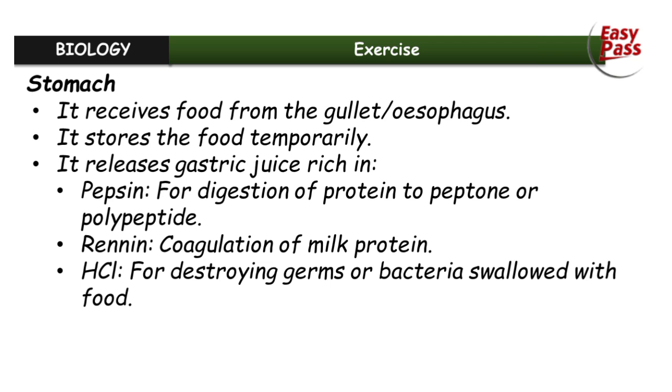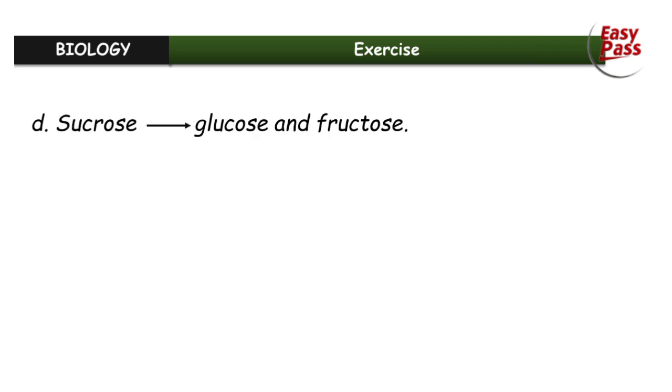The last question, which is the D part, says name the end product of adding dilute hydrochloric acid to sucrose. When you add dilute hydrochloric acid to sucrose, what we are simply doing is hydrolyzing sucrose. So when sucrose is hydrolyzed, the products will be glucose and fructose, which are the monomers of sucrose.